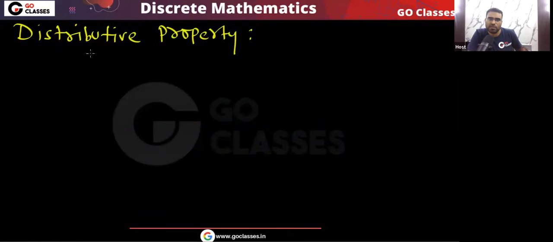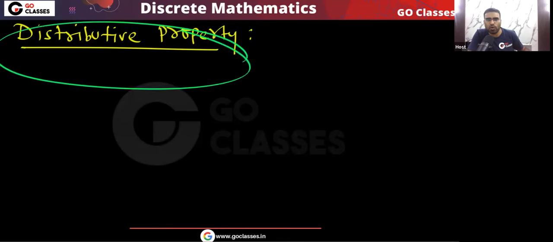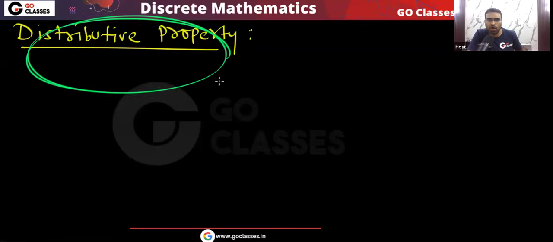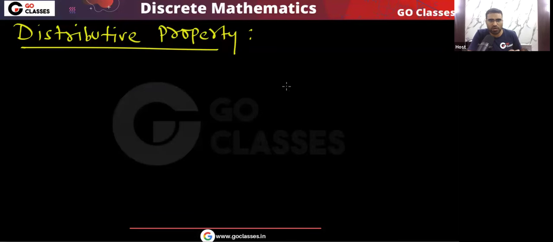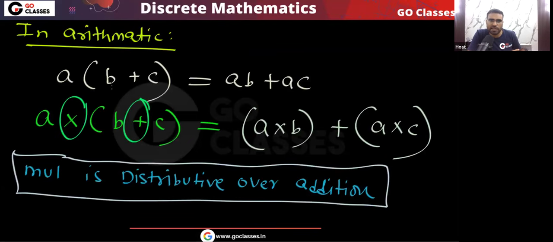Now let's see the general definition of the distributive property. Let me tell you one thing. In GATE 2024, there is a question based on the distributive property where you have to apply the definition of the distributive property. So let's see the definition. For the distributive property, you need two operations. Do you agree? Here, multiplication and addition. So we need two operations.